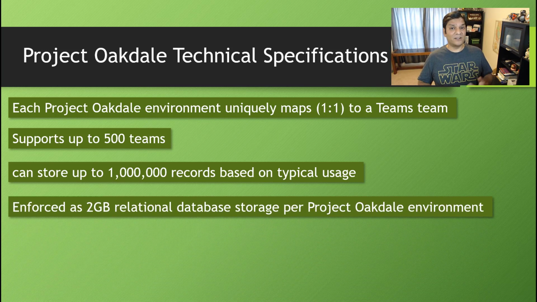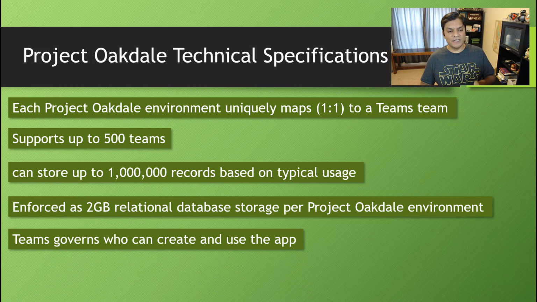Now, the data that I talked about: in the Teams one-to-one relationship, it spins up that environment. That environment, by default, comes with 2 gig of relational database storage per Oakdale environment. Keep that term in mind, relational database storage, because in just a few seconds I'm going to be doing a comparison between SharePoint and Oakdale. That relational database is the key thing, which will be a helpful deciding factor if you want to lean over to start using Oakdale, stay on SharePoint, or do a hybrid between the two. That relational database will be the deciding factor, so keep that in mind. All right. And the team governance again ties to the person who has created and is using the app.